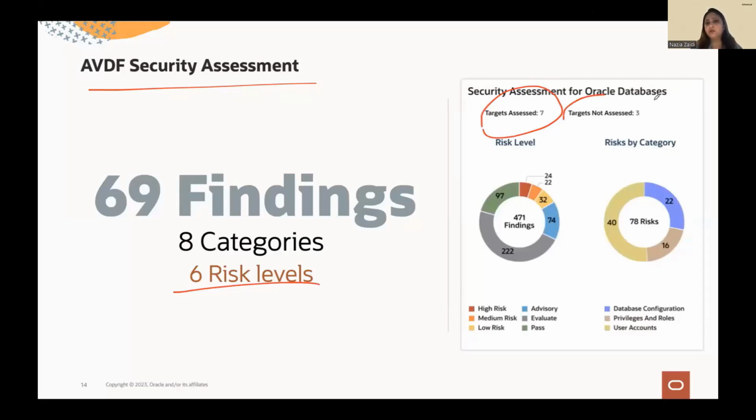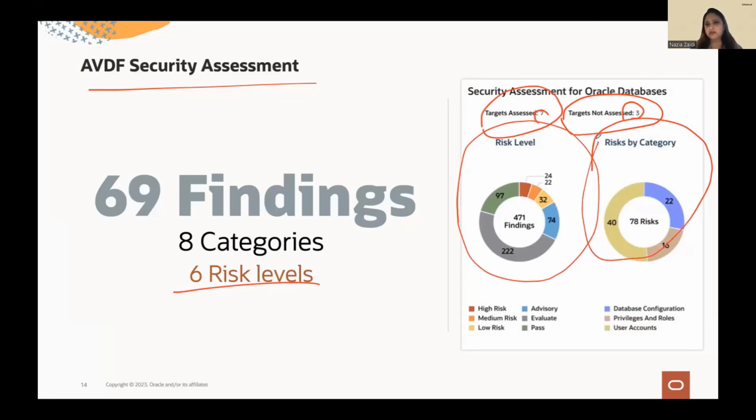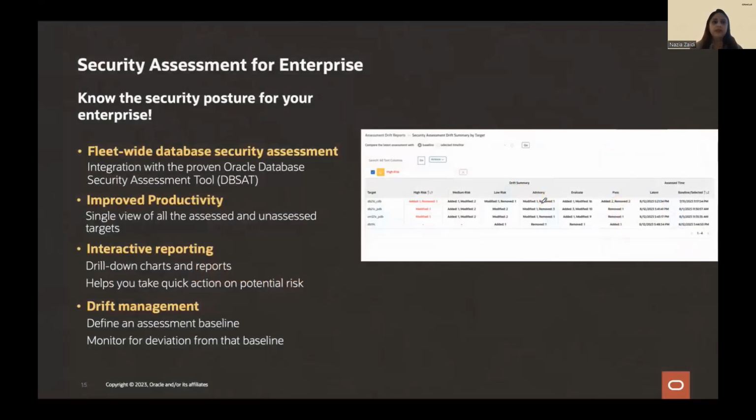You get a picture of, okay, you have registered 200 Oracle database targets, of which, let's say, these many are assessed and these many are not assessed. Overall, this is how your risk level looks, and these are your risk categories. If you want, you can drill down into these donut charts, or have specific target reports, etc. So in a nutshell, the security assessment we are providing with AVDF is for your enterprise. For your hundreds of Oracle targets, you can know what your security posture is at that moment.